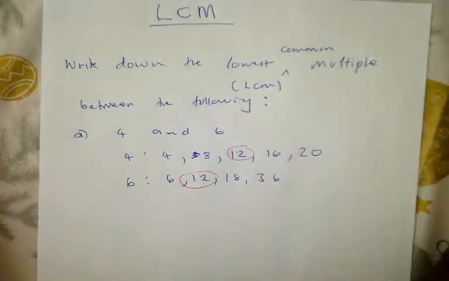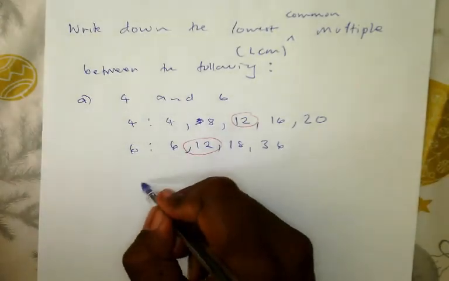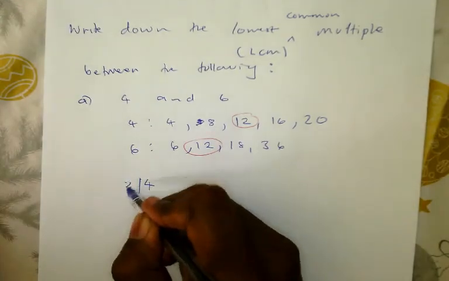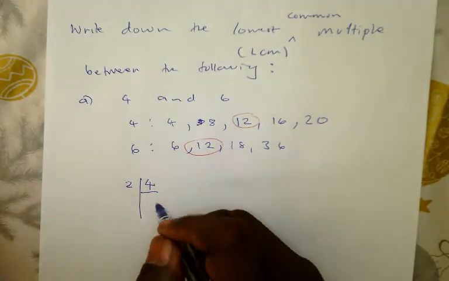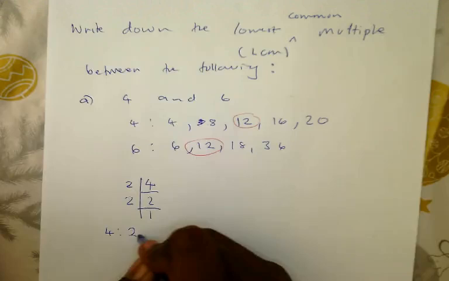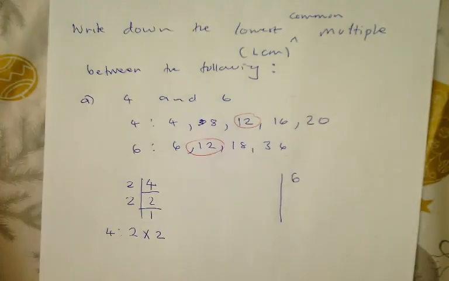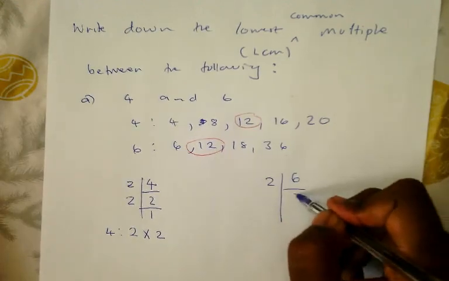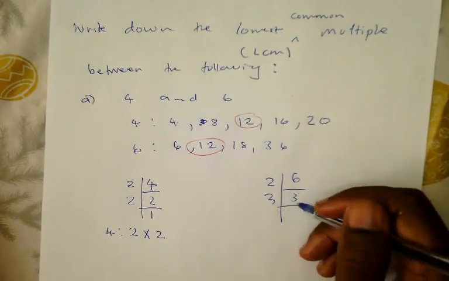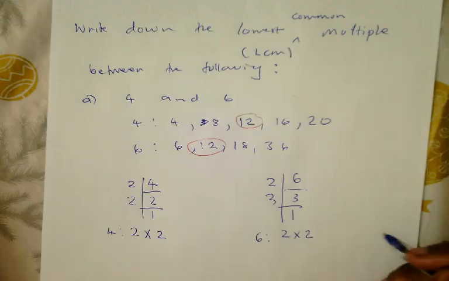So you can either do this method, 12, or we do the ladder method. Divide this, decompose. 2 goes into 4 how many times? Twice, and 2 goes into 2 once. So the prime factors of 4 is 2 multiplied by 2. And then let's get to this one. 2 goes into 6 3 times, 3 goes into 3 how many times? 1. So the prime factors of 6 is 3 times 2. Alright.